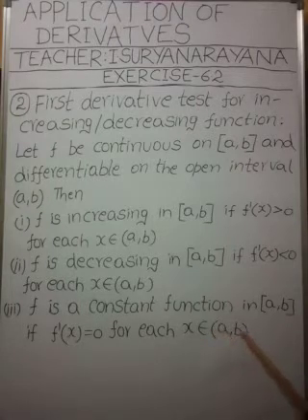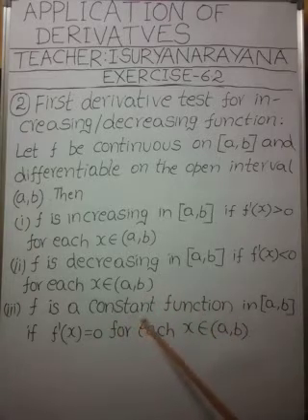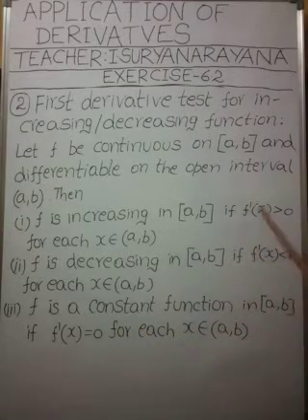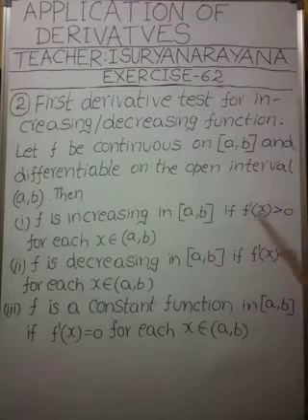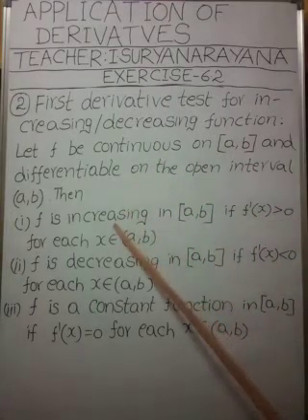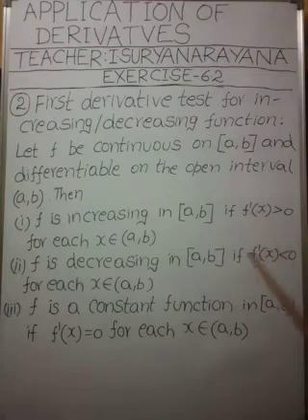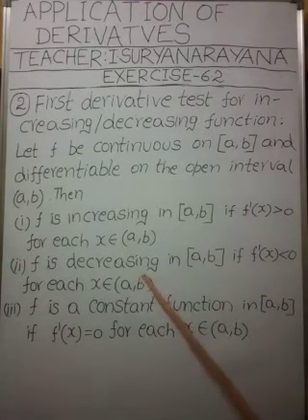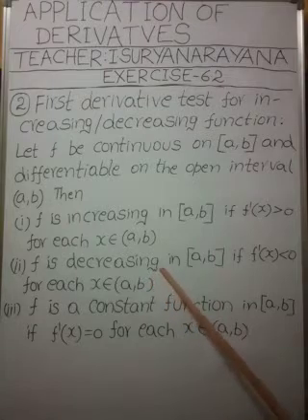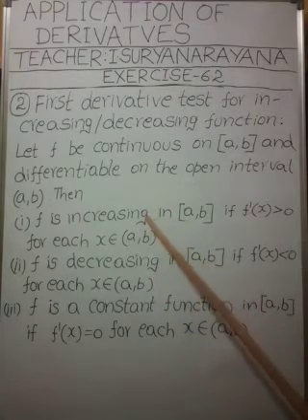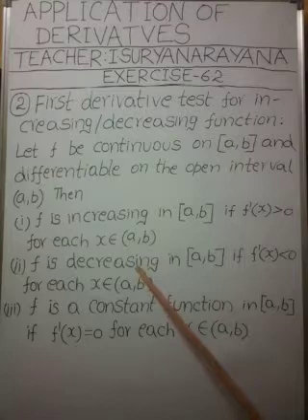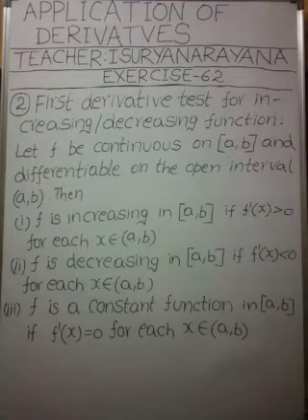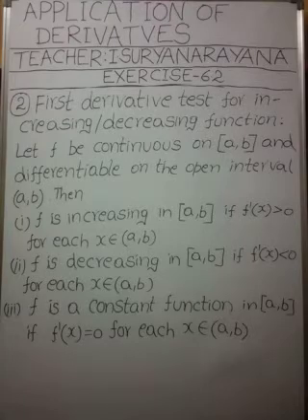Understood this point, my children? Then the function is said to be a constant function. Remember these 2 points, my children. f dash of x greater than 0 means the function is said to be an increasing function. If f dash of x is less than 0, then the function is said to be a decreasing function. Most of the cases we get this case or this case, not a constant function. Very rare case. That is a very rare case. Okay, my children, understood? Right.